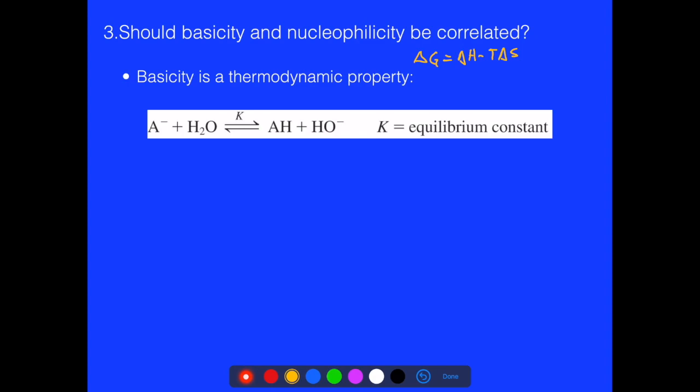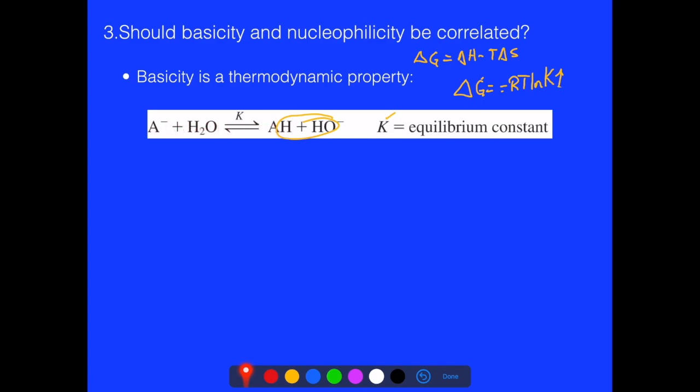One of the ways we can also write delta G is equal to negative RT ln K, where K is the equilibrium constant. The larger the equilibrium constant, that is, the larger the concentration of products, the more negative delta G is, since there's a negative sign here, and the more spontaneous. So basicity is really compared with how far the reaction goes to completion.